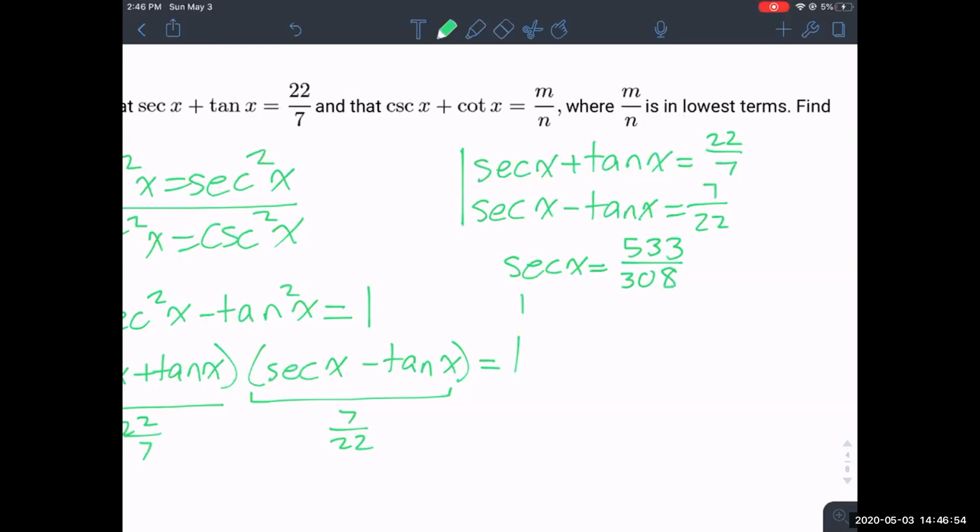And then subtracting them and dividing by 2 gets you 435/308. Some pretty ugly fractions, but it's okay. Now let's see if we can derive cosecant and cotangent. First, we want to find cotangent. That's just going to be the reverse of this.